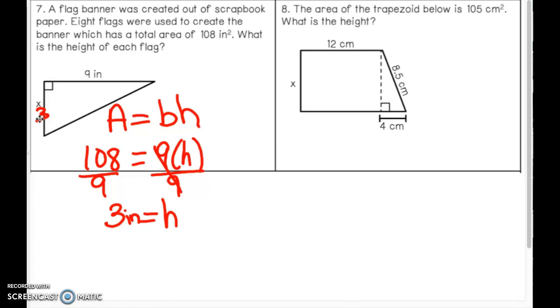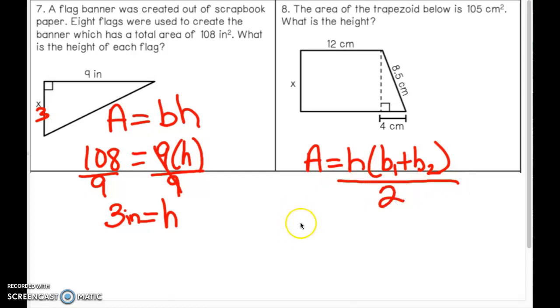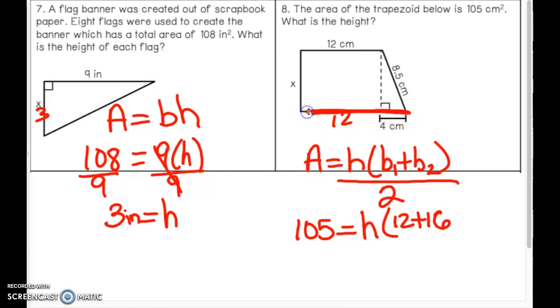Now let's do this. This is a trapezoid, so area equals height times base 1 plus base 2, divided by 2. In this case we have the area of 105. We have base 1. We have base 2, because we know that this and this. So height we don't know. We're still looking for it, x. Base 1 is 12. Base 2 is 16. 12 and 4 more. So this whole side is 16. We're going to divide it by 2.